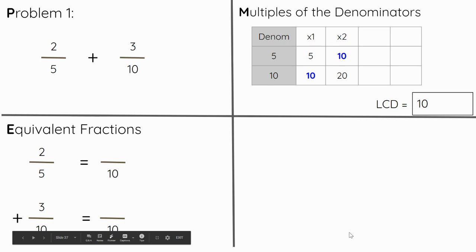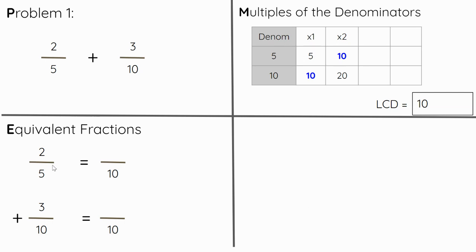So I'm going to start with the fraction on the top, 2/5. What do I do to 5 to get 10? That's the first question I'm asking. And I know from my chart up here that I do 5 times 2, and that gives me 10. So whatever you do to the denominator, you have to do the same thing to the numerator. So I'm going to have to multiply my numerator also by 2. And 2 times 2 is 4.